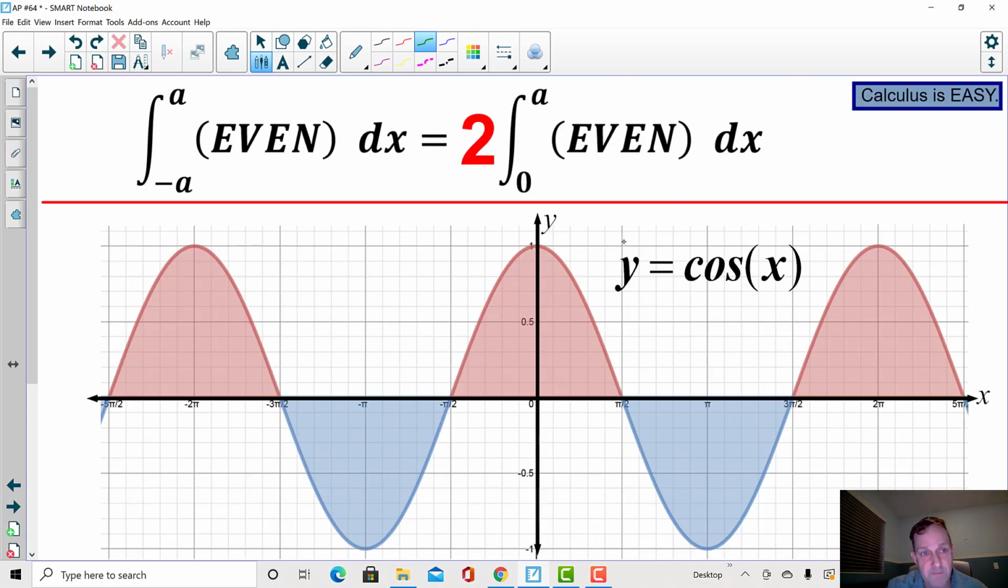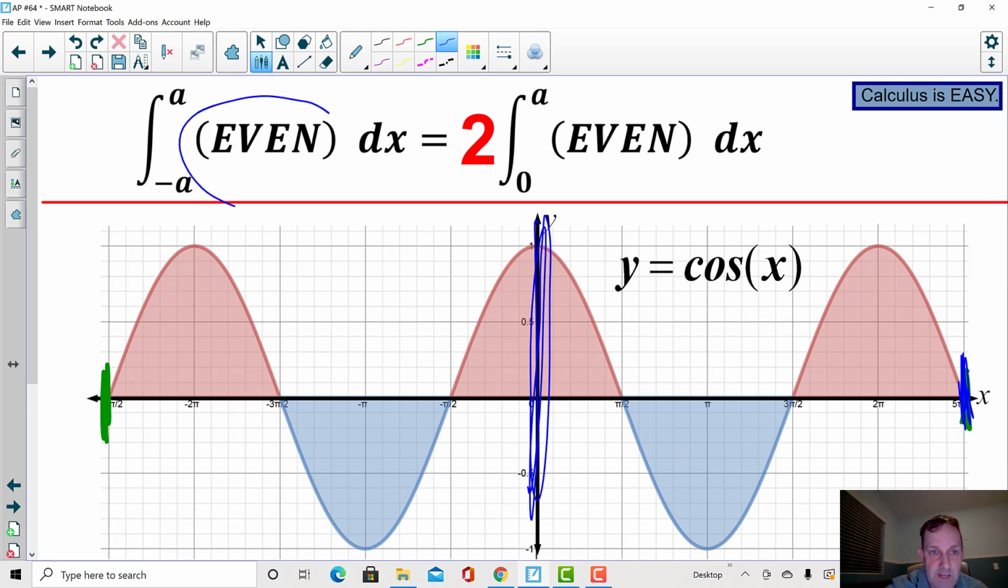Now, if we have an even function, there's a special rule that we can use that just makes it a little bit easier. An even function means that the right side and the left side match exactly. If we were going to do the integral from here all the way to there, what we could do is just do the integral from 0 to here and then double it, since the left side and the right side match. Now the function has to be an even function in order to do that.